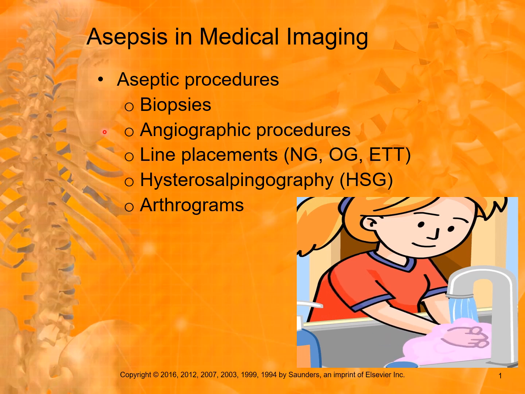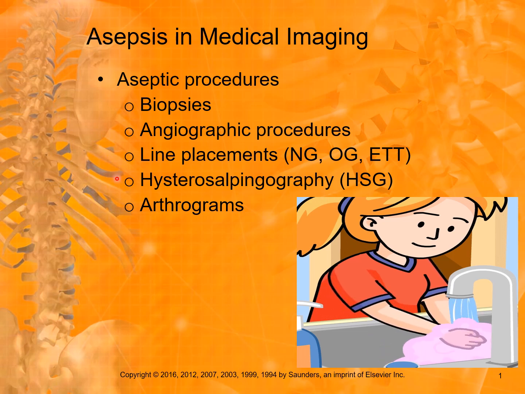Angiographic procedures where we're doing like portacasts, where we're introducing A lines or central lines, where the nurse puts line placements in. So they're using it for NG tubes, OG tubes, ETT tubes. NG tube is through the nose, OG tube is through the mouth, ETT is through the trachea.